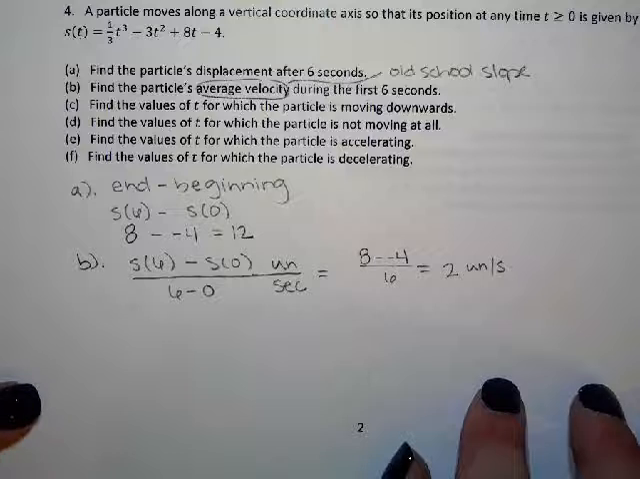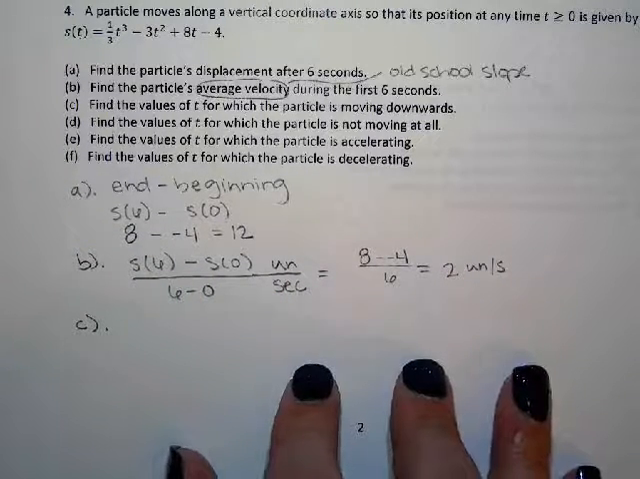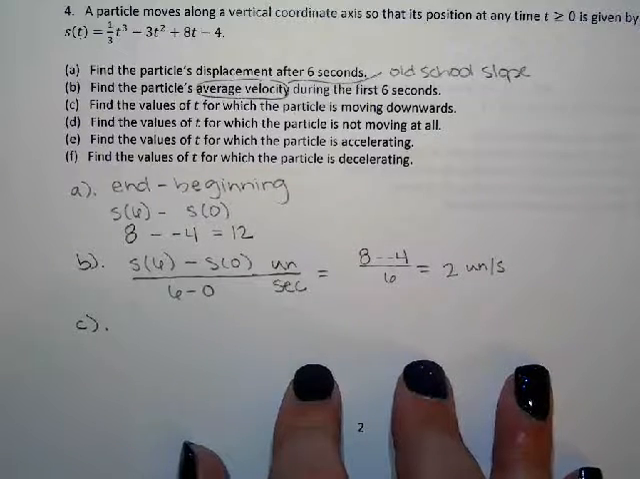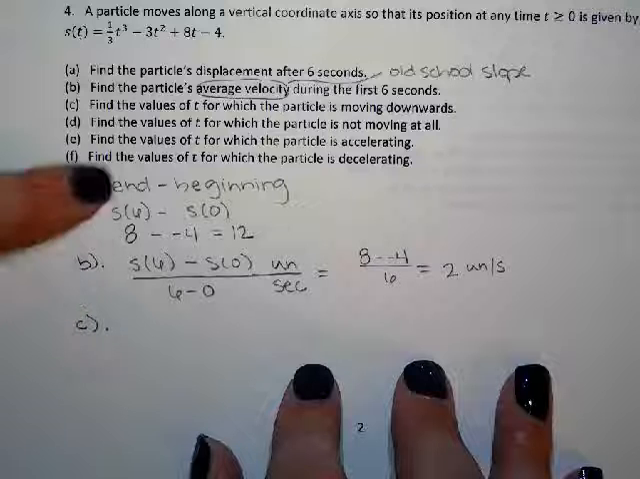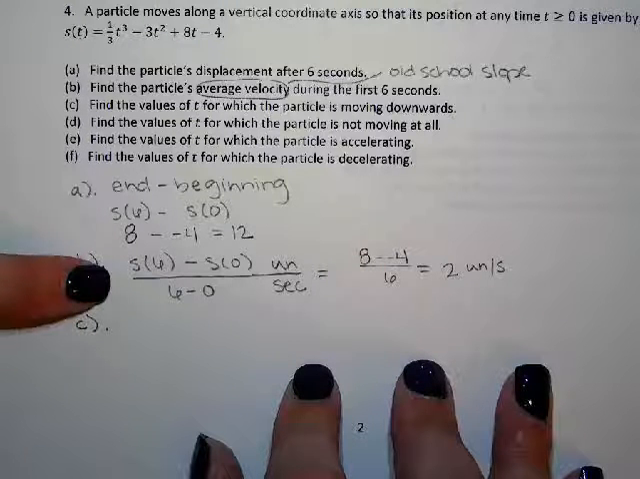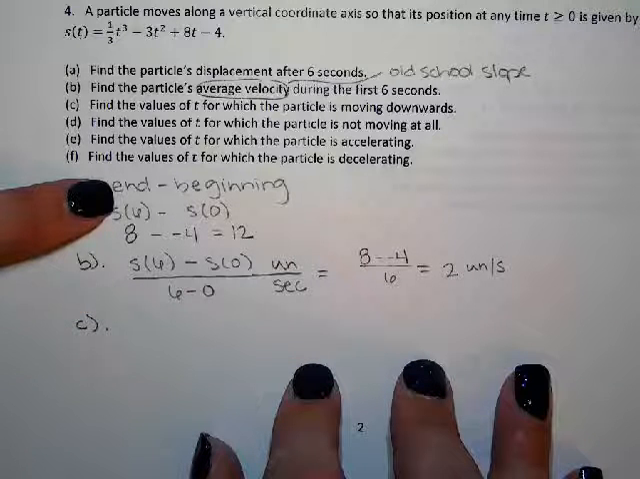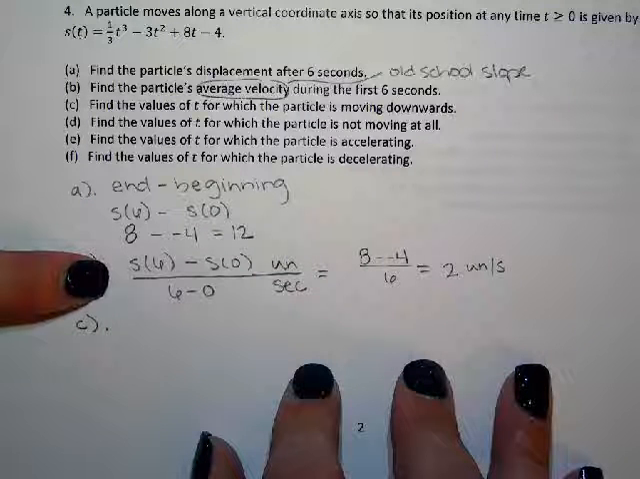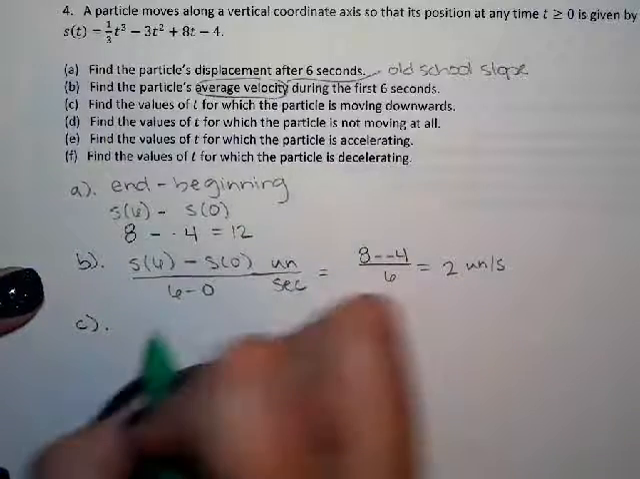How do your brains feel? Brains are good? All right, C. Find the value for t for which the particle is moving downwards. So when we talk about the particle moving, are we still talking about the position, or should we talk about something else? So these were both using the position. Are we still talking about the position function, or should we talk about something else now that we're talking about the particle moving? Velocity. So now that the particle is moving, now we're talking about the velocity. So we need to get the velocity function.